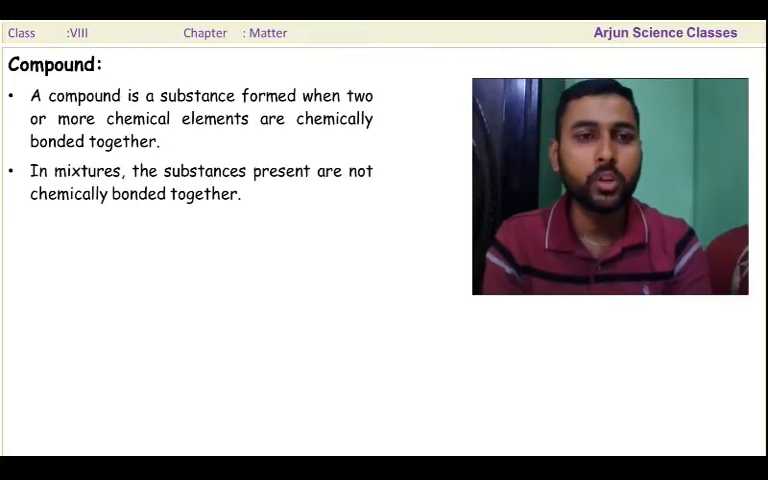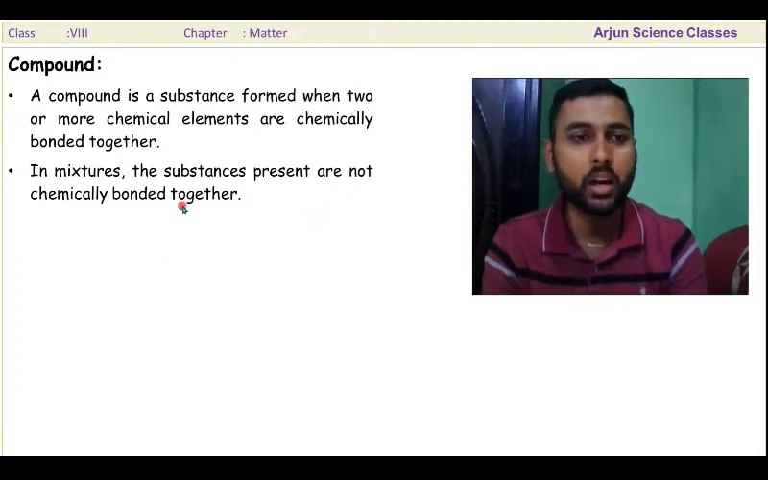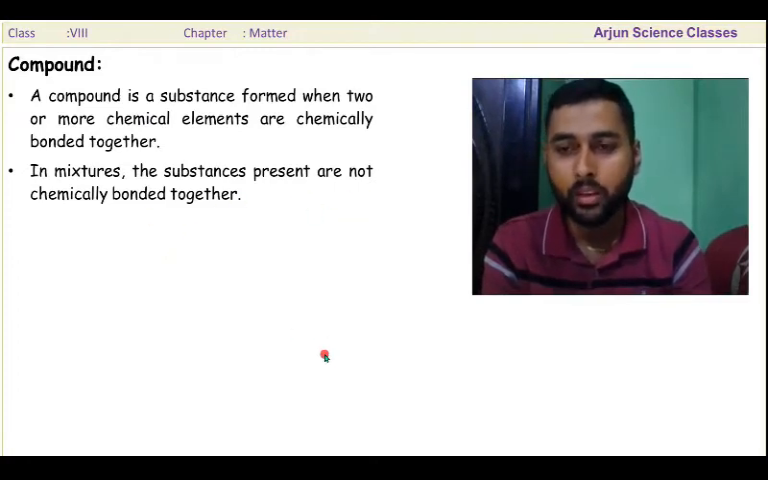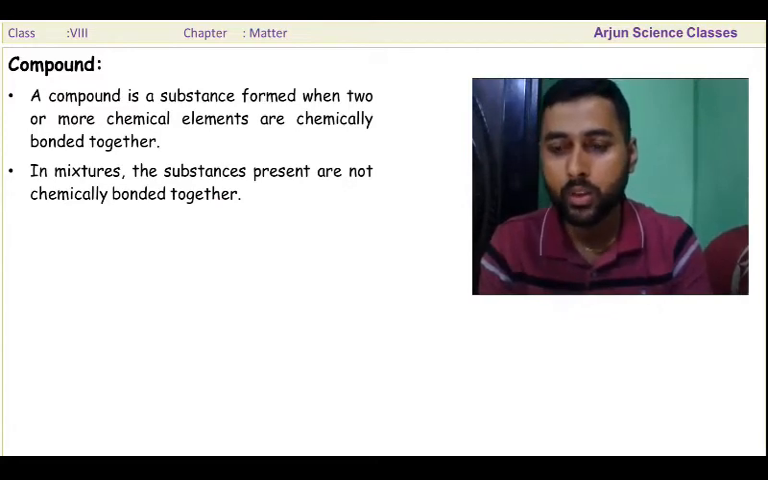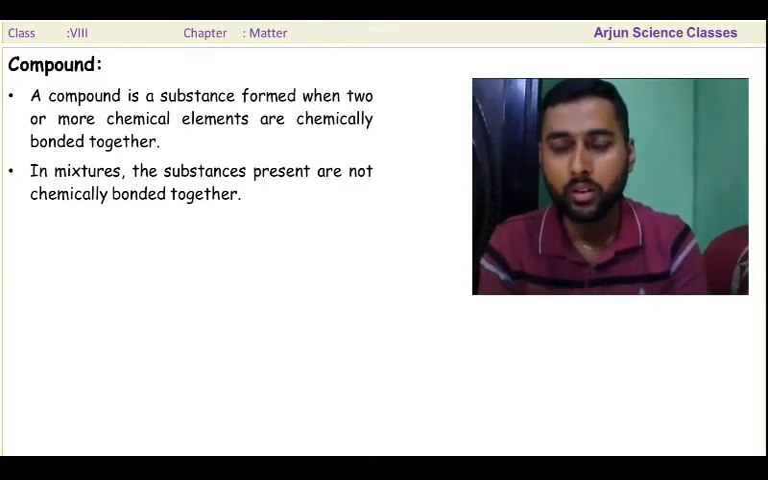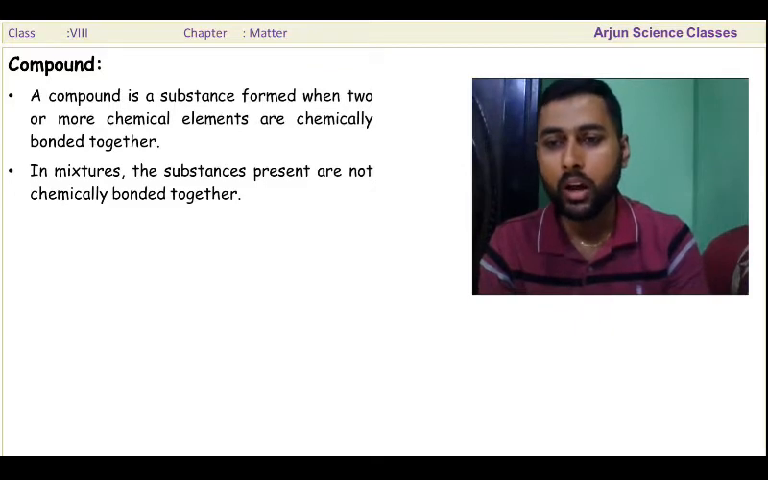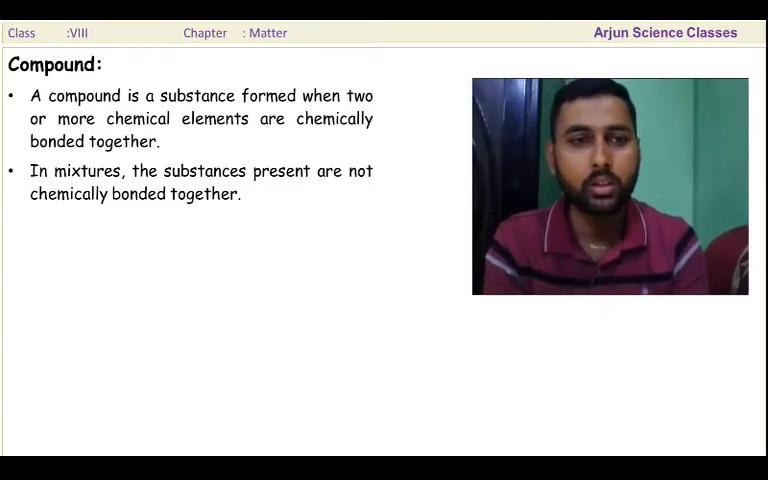In case of a mixture, the substances present are not chemically bonded. For example, in a sugar solution or a salt solution, the water and the salt, or the water and sugar, are not chemically bonded. But in case of water, hydrogen and oxygen, these two elements are chemically bonded.